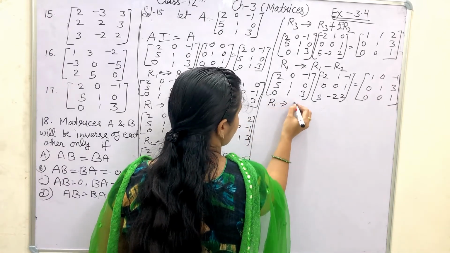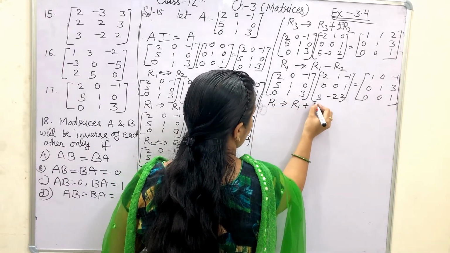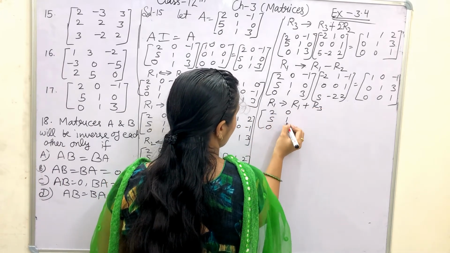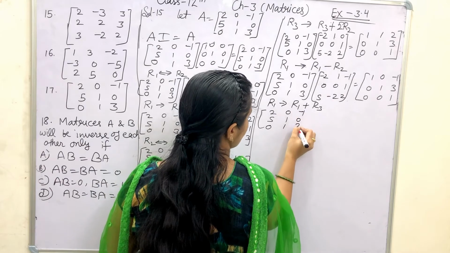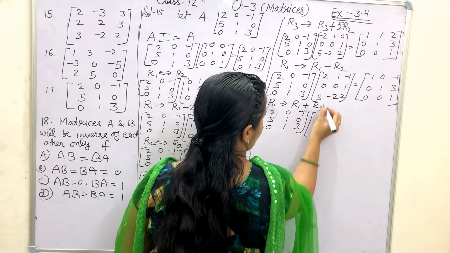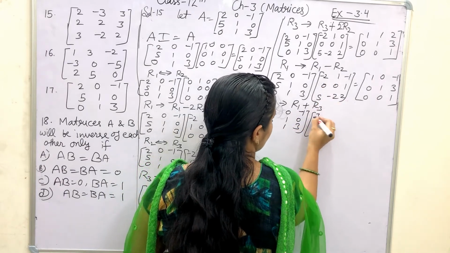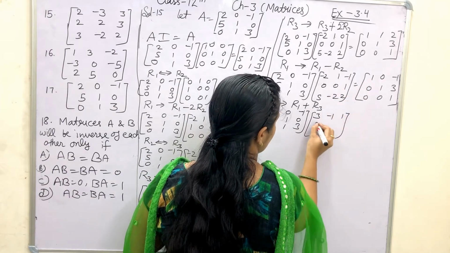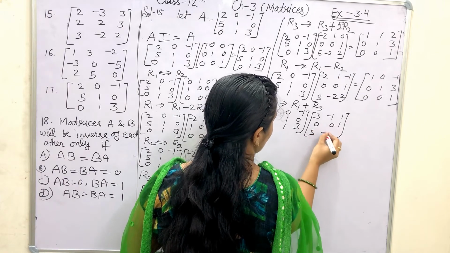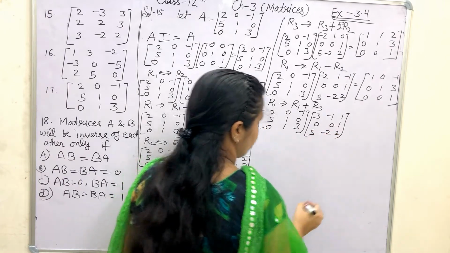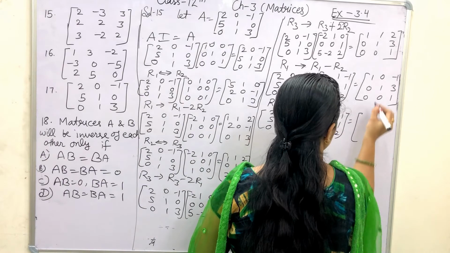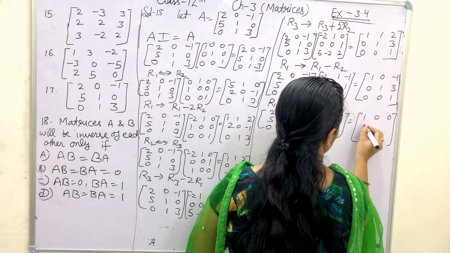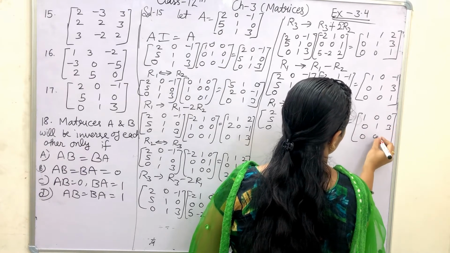Again on R1 plus R3: minus 2 plus 5 is 3, 1 minus 2 minus 1, minus 1 plus 2, that is 1. So R1 plus R3 gives 1 0 0, 0 1 3, 0 0 1, and 5 minus 2 2.